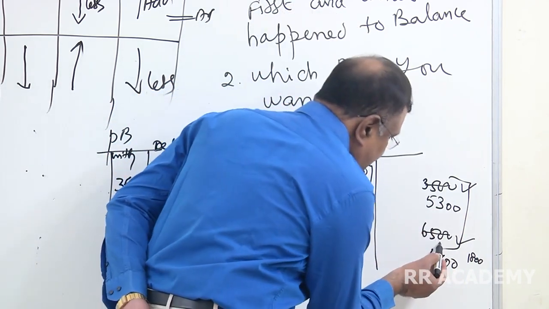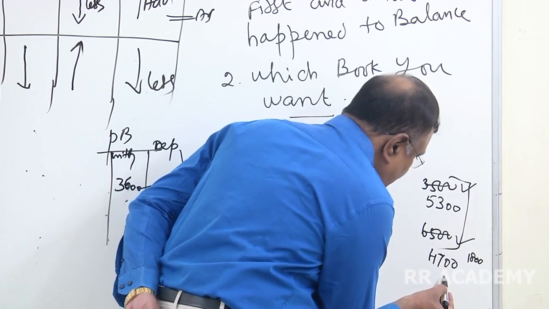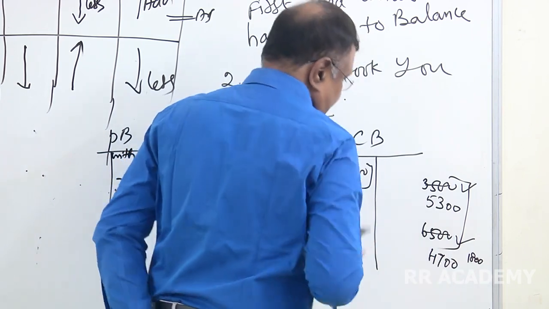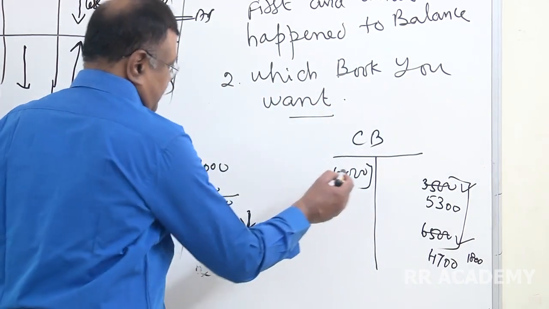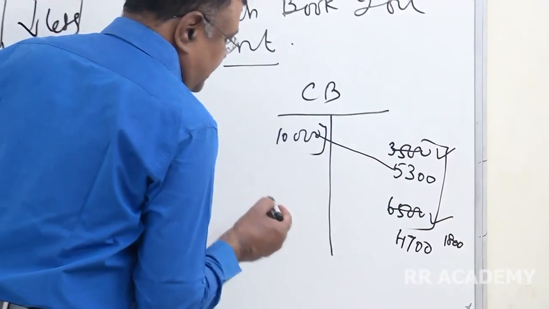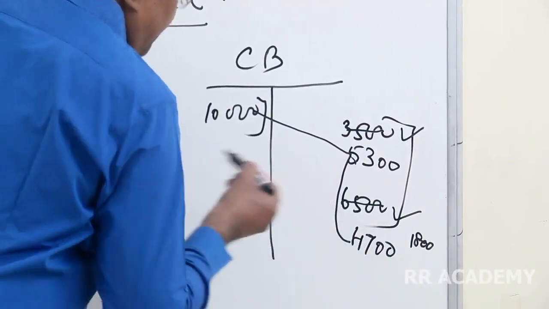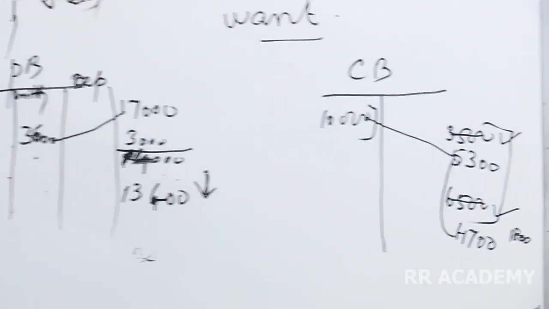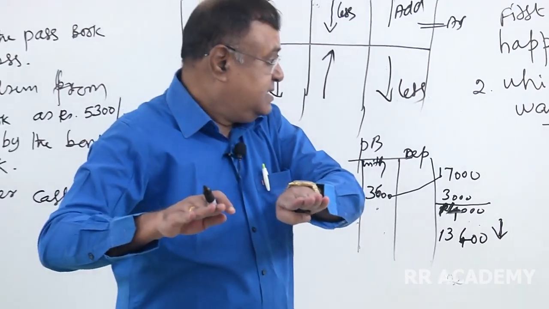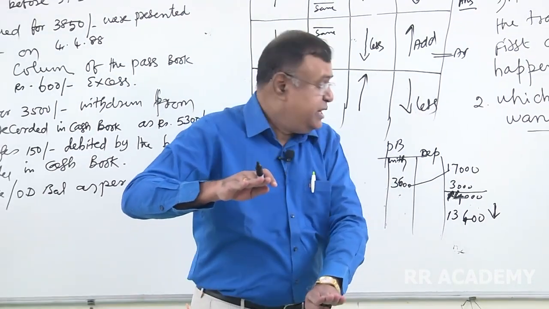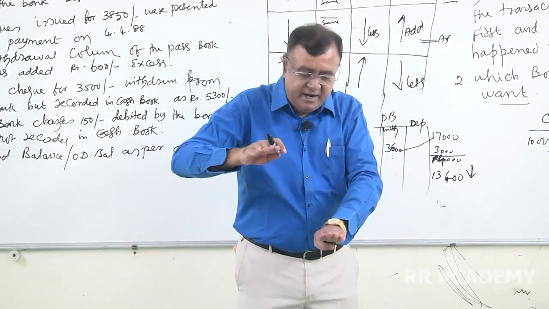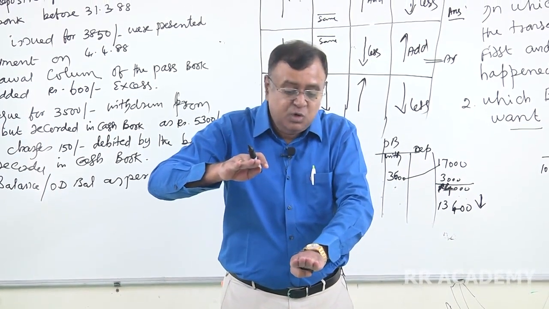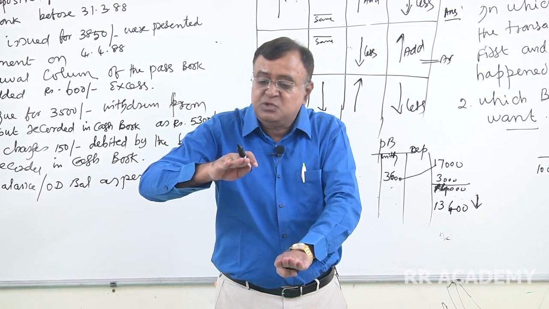1,800. Instead of 6,500, it has come down to 4,700. So balance less. How much less? 1,800. Please understand. 10,000, written 5,300, balance has become less. In which book does it appear first? Cash book. What happened to the balance? Balance reduced by 1,800. Now, which book do you want? Cash book you want. What must we do?